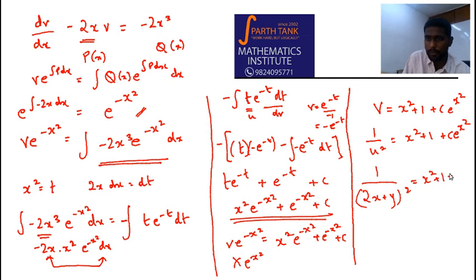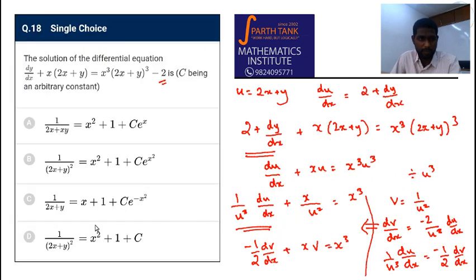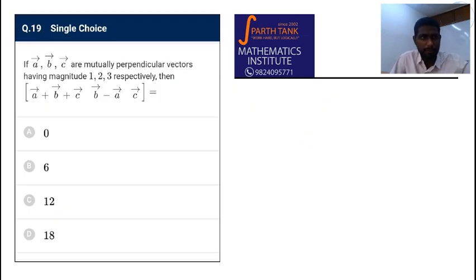Okay, x squared plus 1 plus c e power x squared. So 1 by 2x plus y the whole squared is x squared plus 1 plus c e power x squared, which is option B. So for question number 18 the answer is option B. Okay, cool. Moving on to question number 19.